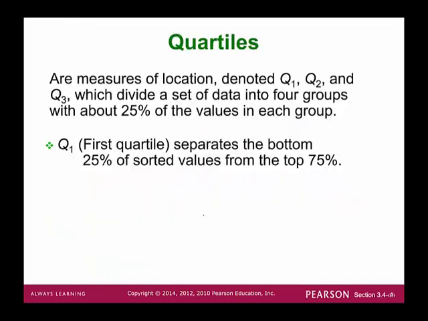So now let's take a look at quartiles. Quartiles are still a measure of relative standing. So we have quartile 1, quartile 2, and quartile 3. Basically, quartile 1, quartile 2, and quartile 3 divide the entire data set into 4 groups with about 25% of the data values in each group. Quartile 1 is the same thing as percentile 25, which we call the first quartile. It separates the bottom 25% from the top 75%.